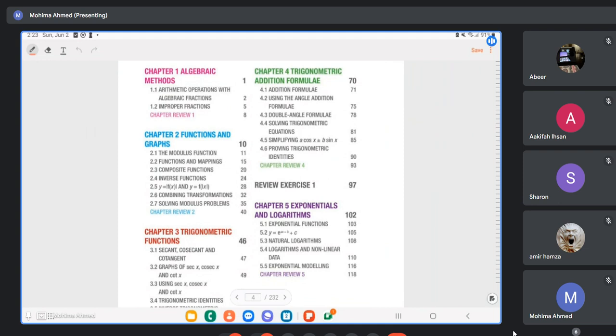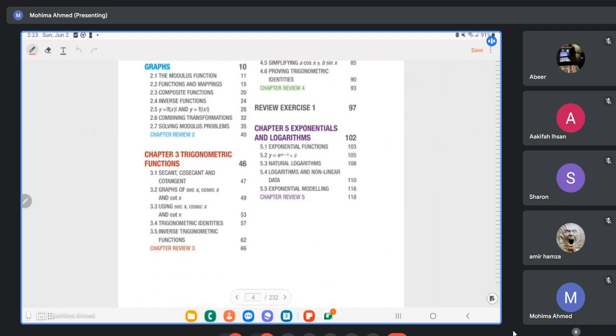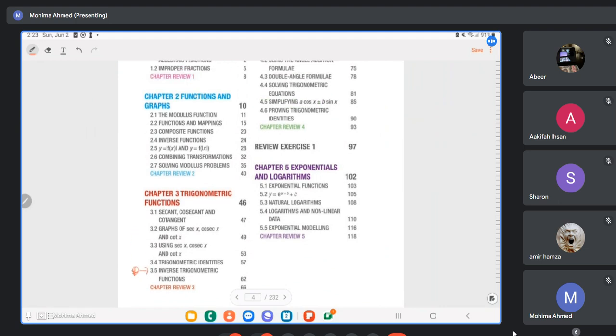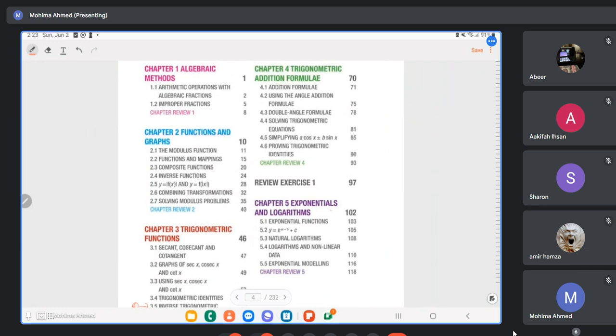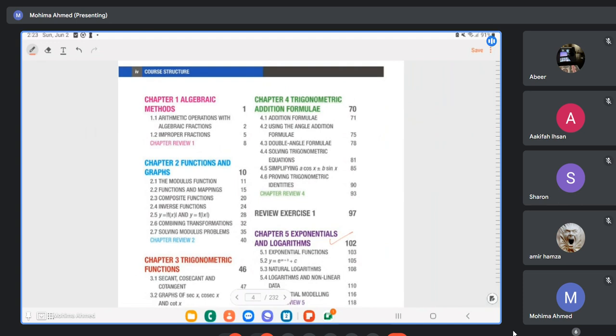Then chapter 2 is also easy. Chapter 3 is easy. This one is tough. And then this one is extremely easy. We did logs in our AS P2 also, in our IGCSE further maths also, so it's extremely similar to that. Nothing different over here. The trigonometric addition formula is not that difficult, to be honest.